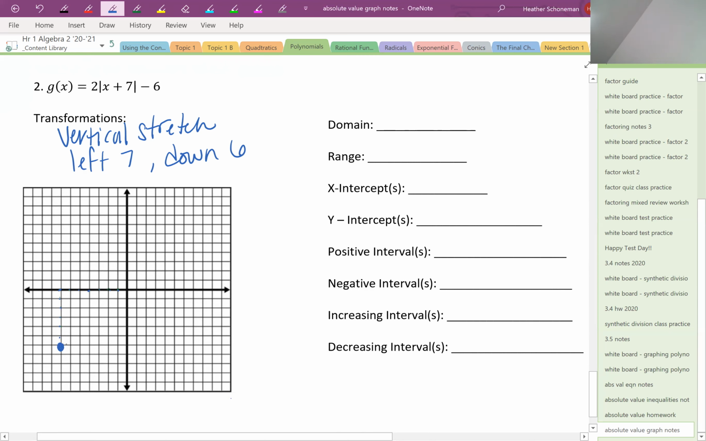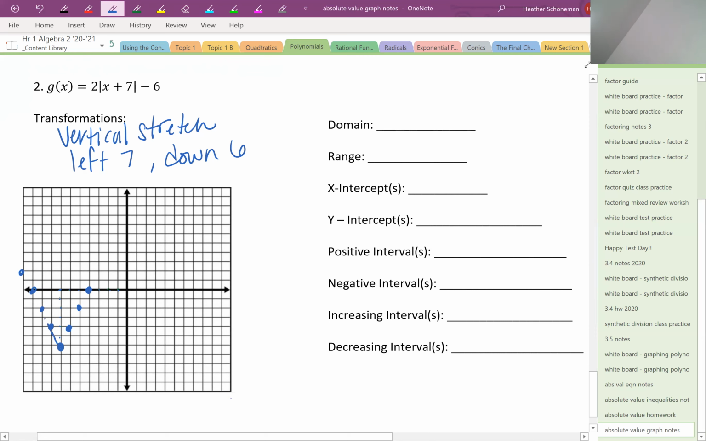Now this time, because it's a vertical stretch, instead of going over 1, up 1 each time, we're going to go over 1, up 2, and over 1, up 2. Okay, over 1, up 2. Okay, so over here, I'm going to go over 1 and up 2. And I'm going to keep following my pattern.